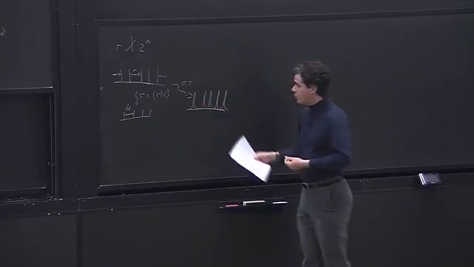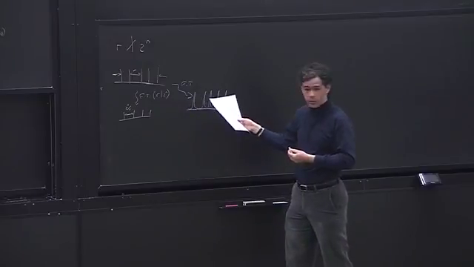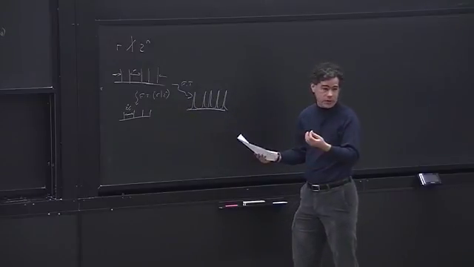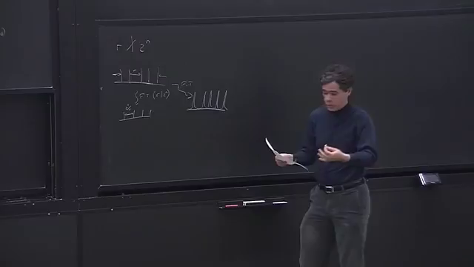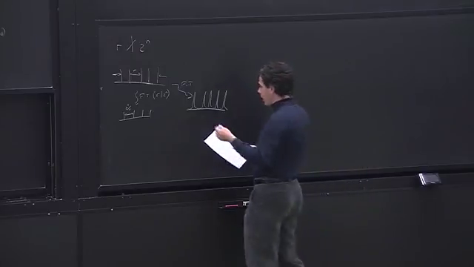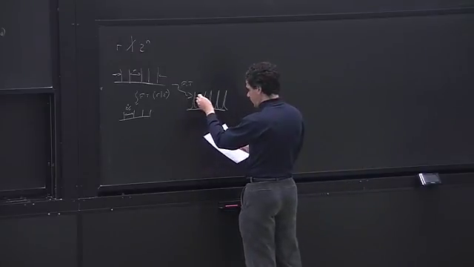We get things that are still peaked around spikes, but they're not infinitely narrow spikes. They're spikes with some finite width. And the distance between these things is still 2 to the n over R.